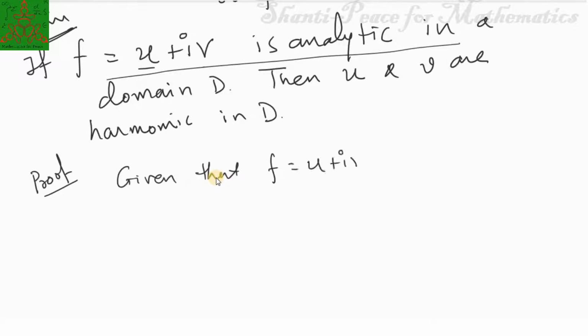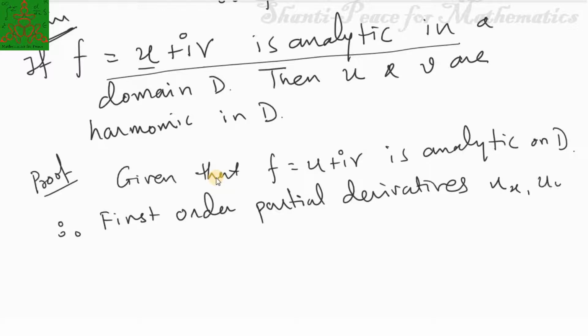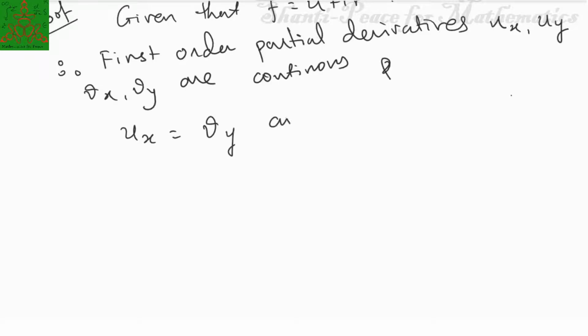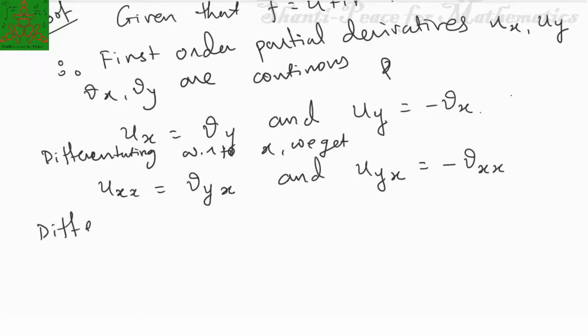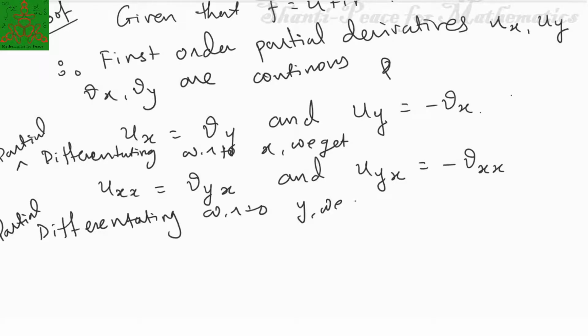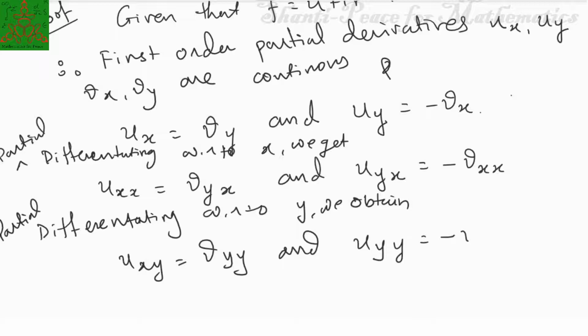It's given that f equal to u plus iv is analytic on D. So therefore, its first order partial derivatives ux, uy, vx, vy are continuous and they satisfy the CR equations, that is ux is equal to vy and uy is equal to minus vx. If you differentiate this with respect to x, you will have uxx is equal to vyx and uyx equal to minus vxx. So differentiating partially with respect to x we have this, and differentiating partially with respect to y, we obtain uxy is vyy and uyy is minus vxy.